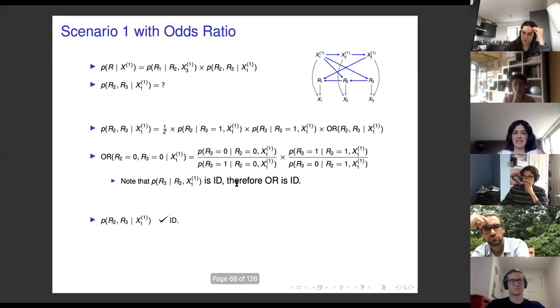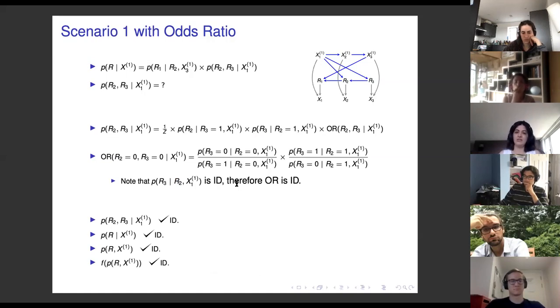So what that means is that now the joint distribution of R2 and R3 is identified. What that means is that now the missingness mechanism is identified. And what that means is that the full law is identified. And once we have the full law, any function of the full law is now going to be identified. And really with this, we showed that an MNAR model in the literature that was known to be not identified is now identified using a different trick.